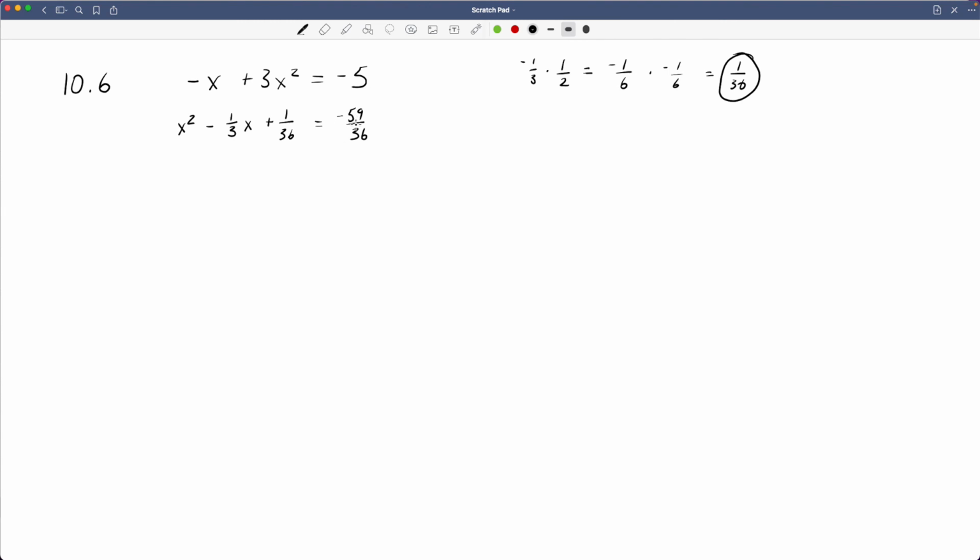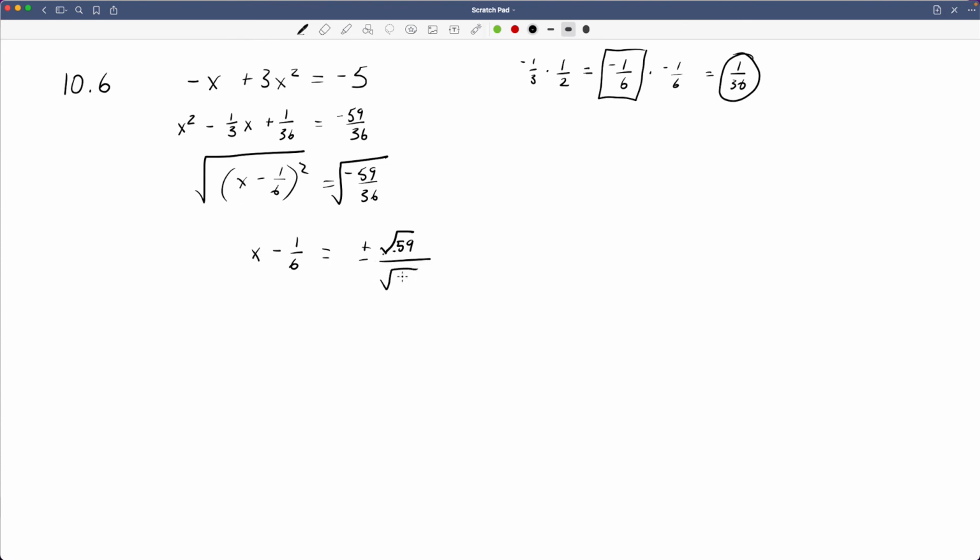All right, so now that we have -59 over 36, we can factor this here. And we already know that this is going to be the number that gets squared. So it's going to be x minus 1/6, and we square it. And that's going to equal -59 over 36. So we're going to unsquare it. We put everything under a radical, right? So that's x minus 1/6 is equal to plus or minus the square root of -59 over the square root of 36, right?